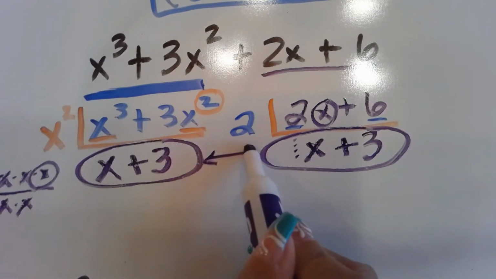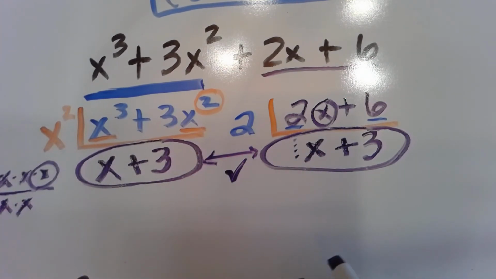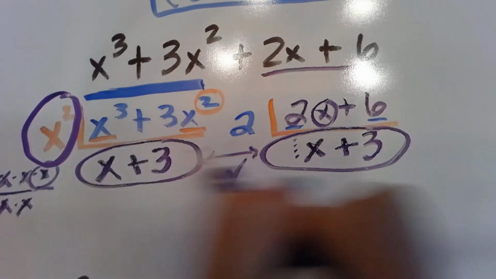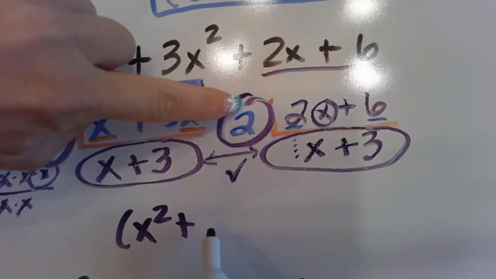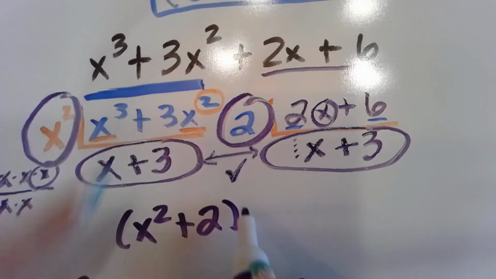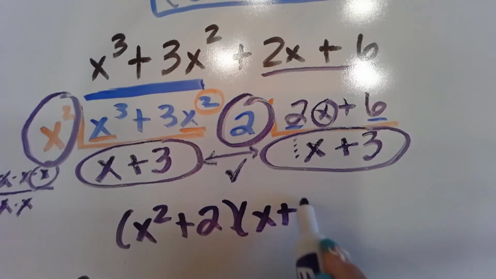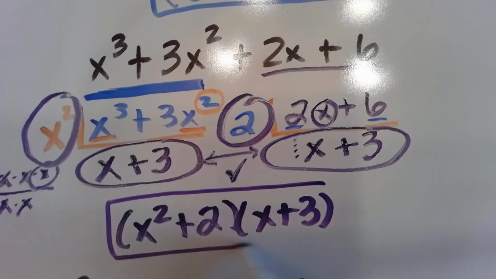And because these two match, they are great. So we're going to go ahead and take what we pulled out here and here, and we're going to write our final answer. So we have x squared plus 2 times, and because they're written twice, we only have to write it once, x plus 3, because they match, so we only have to write it once. And that is your final answer.